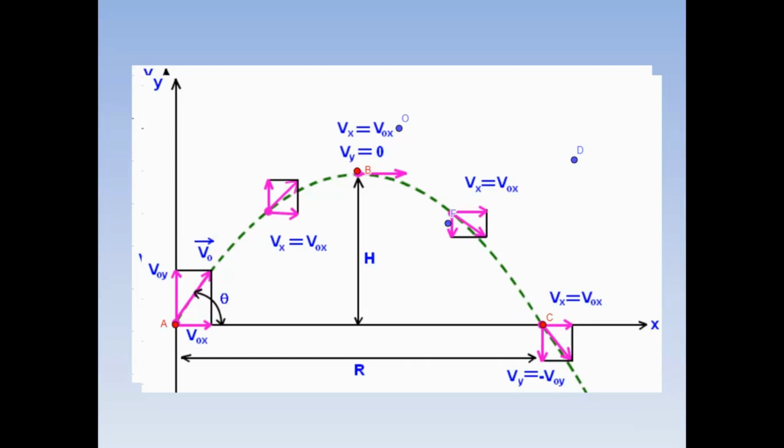At point C, the vertical component of the velocity is equal to the negative of the initial vertical component of the velocity, since point A and point C are at the same level. When it comes to the horizontal component of the velocity, the horizontal component at any point, at A, at B, and at C, is constant because there is no force in the horizontal direction.